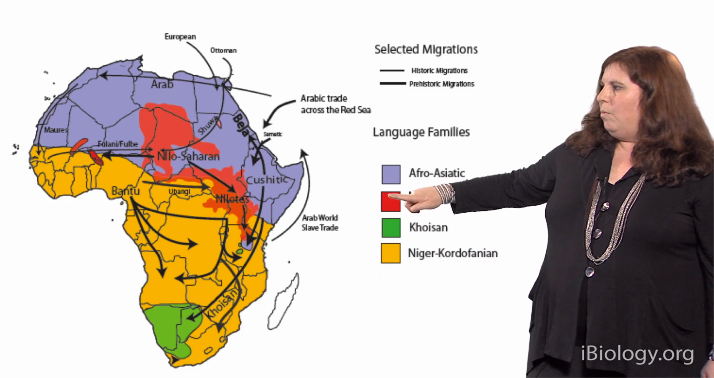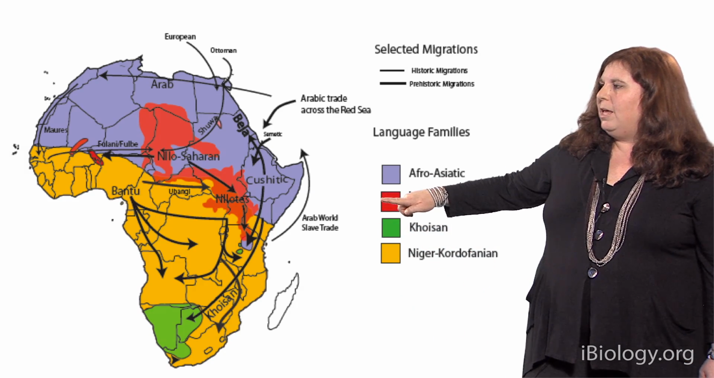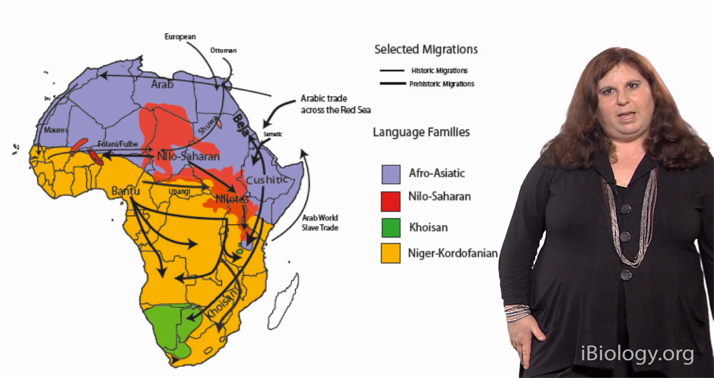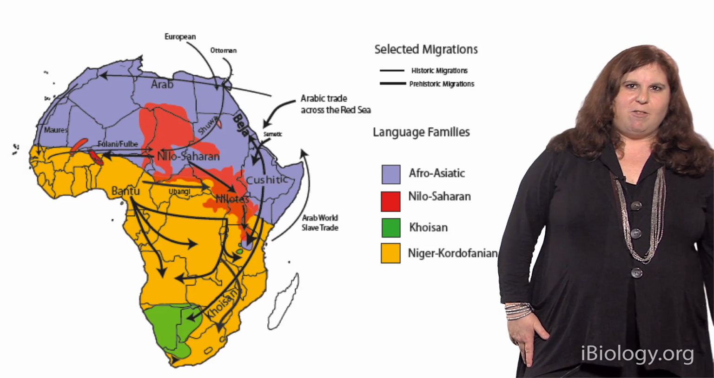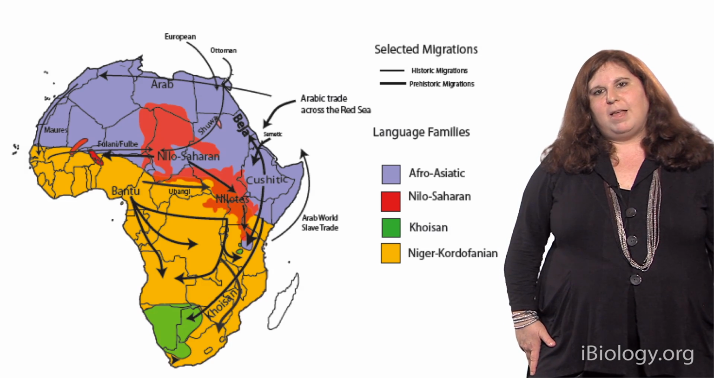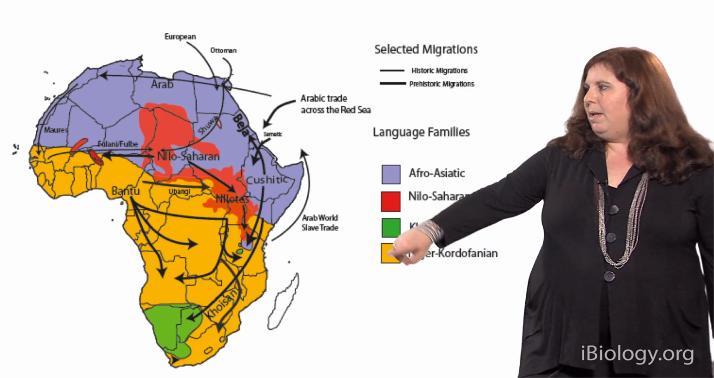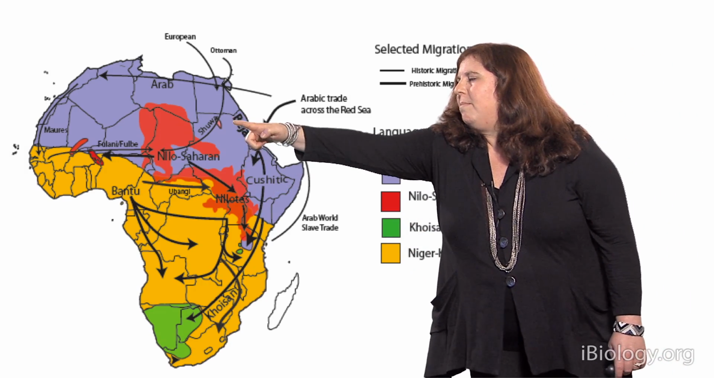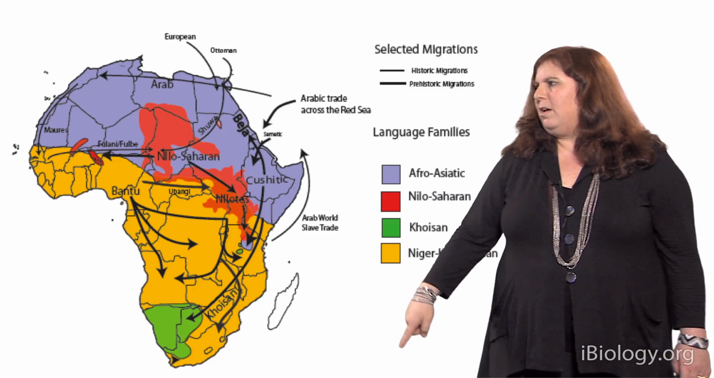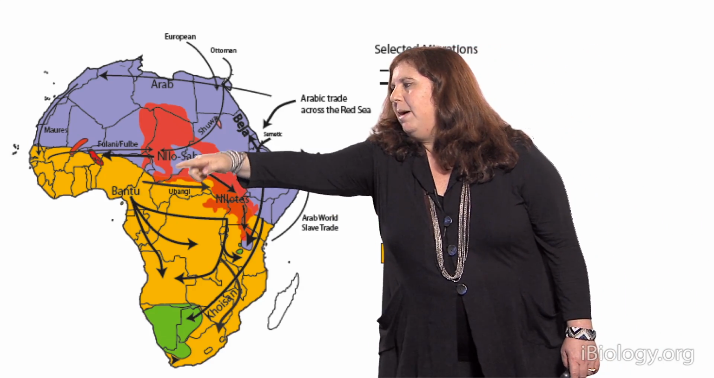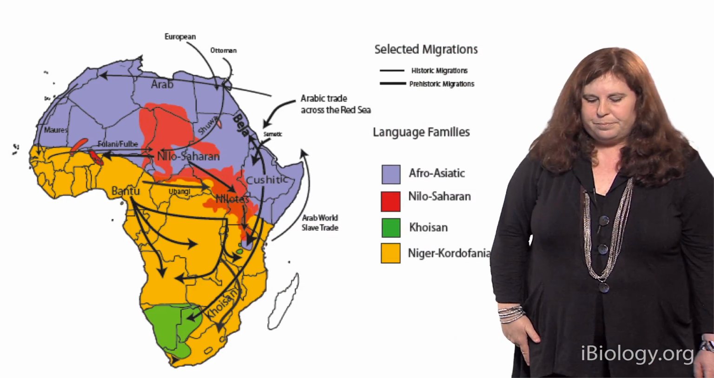And then in red, we have populations that are speaking Nilo-Saharan languages. These tend to be pastoralist groups like the Maasai, for example, who live in Kenya and Tanzania. And these populations are mainly found in Central and Eastern Africa, although there are a few groups who have migrated to the west of Africa.